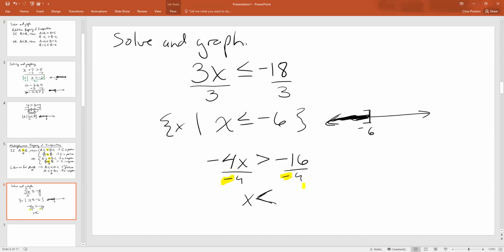The thing we were dividing by was a negative. Doesn't matter that the other side was negative. That doesn't mean anything. It matters what we were dividing by. And so that is a positive 4. And so I'm going to draw the number line.